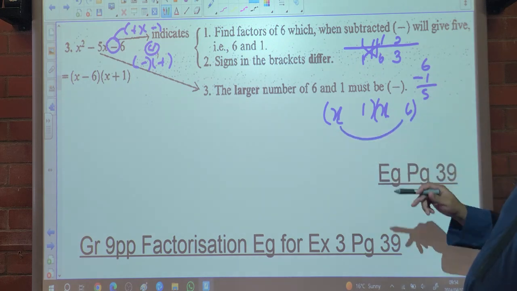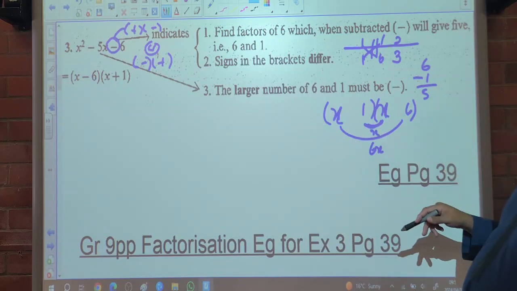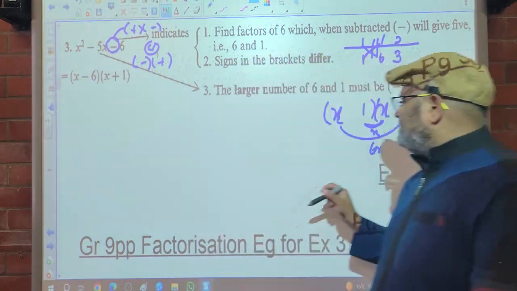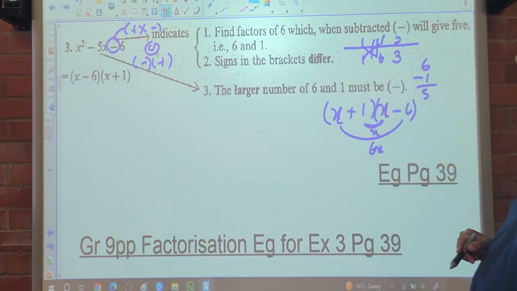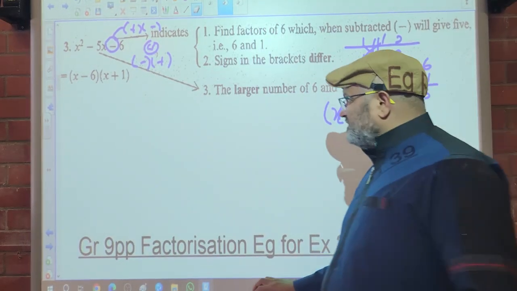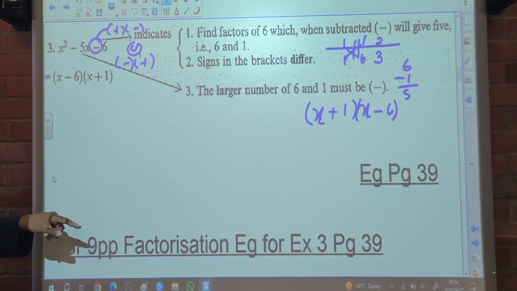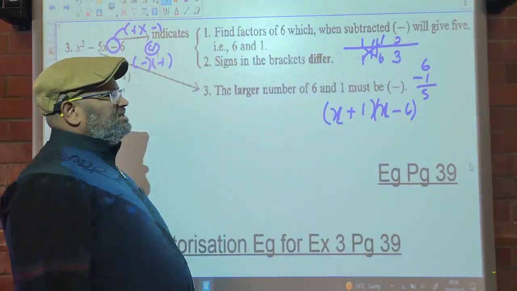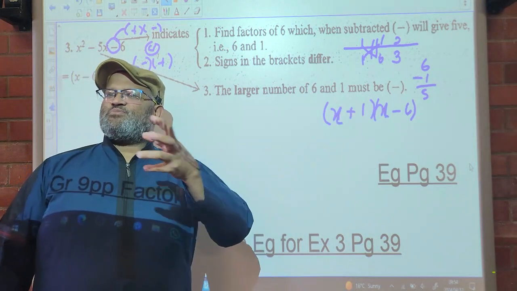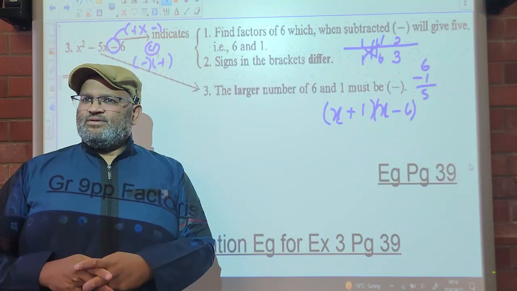So 1 times 6x is 6x. 1 times x is x. So which one is larger, 6x or x? 6x. So the larger one takes the sign of the middle term, which is negative. So there goes negative and positive. Also note, you will see there that in the bracket here, they actually have it the other way around. Do you see that, people? It doesn't matter if it moves, however the sign must be with the right bracket.